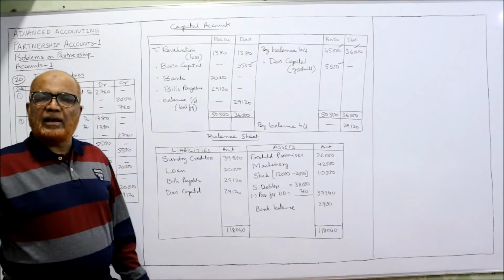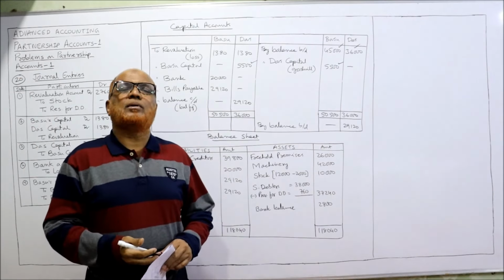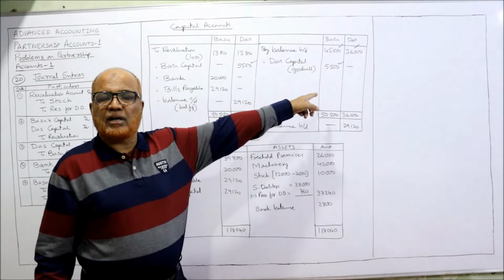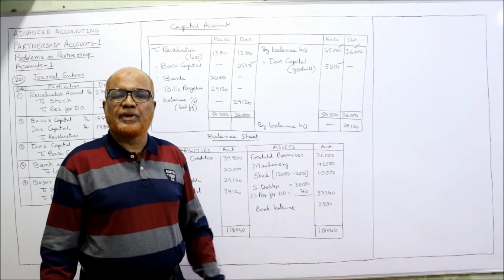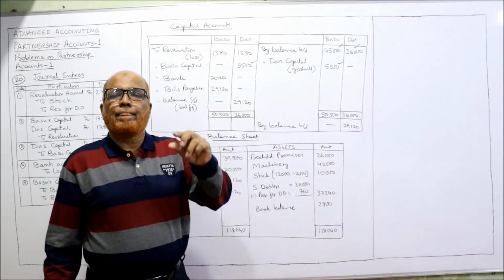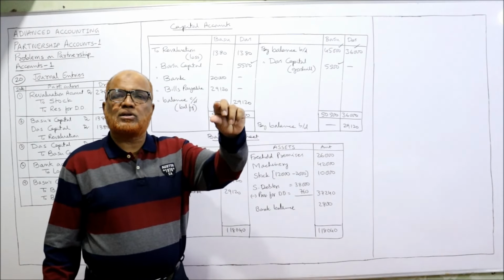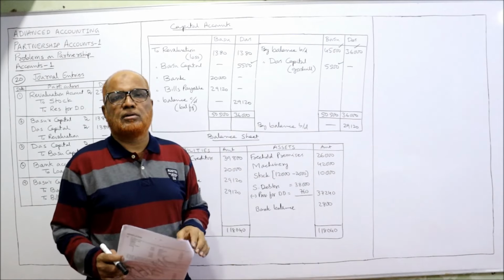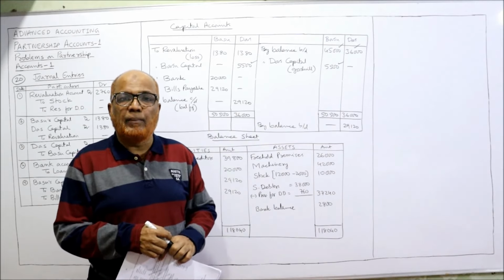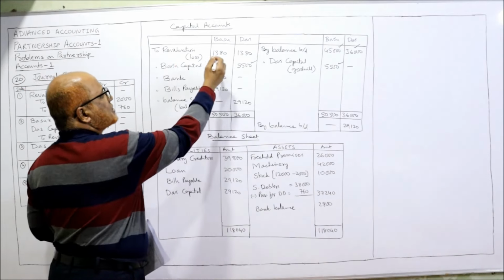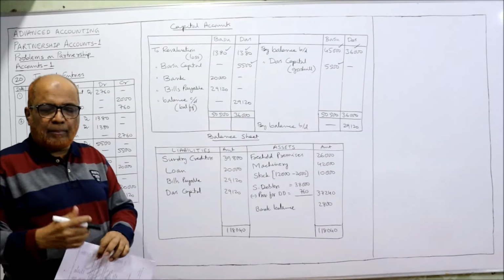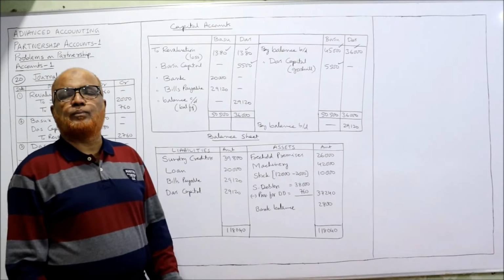Right? Revaluation loss. In the earlier problems, we were having revaluation profit. That revaluation profit we have taken on the credit side in every problem in the past. But here, for the first time, we are having revaluation loss. The entry will be partner's capital account debit to revaluation account. So the revaluation account was credited, and the partners' capital accounts should be debited. So here revaluation loss 1,380.